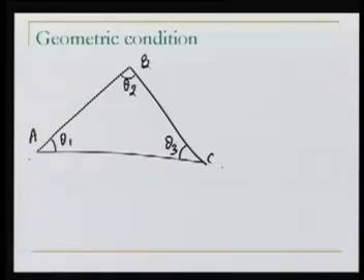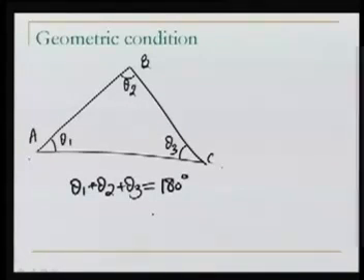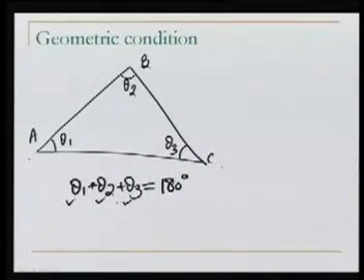Now the meaning of geometric condition is, because there are 3 points in the field, they form a triangle, and we know the sum of internal angles of the triangle. If we say theta 1 plus theta 2 plus theta 3, this should be 180 degrees. This is the geometric condition because there are 3 points on the ground forming a triangle. But do our observations satisfy this? If theta 1, theta 2 and theta 3 are our observations, this will not be equal to 180.